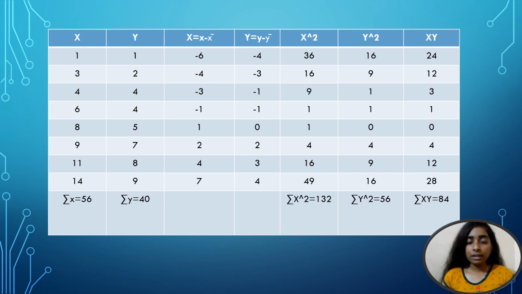And at last we need to find capital X into capital Y. Minus 6 into minus 4 is plus 24. Minus 3 into minus 3. Minus 4 into minus 3 is 12. Minus 3 into minus 1 is 3. Minus 1 into minus 1 is 1. 1 into 0 is 0. 2 into 2 is 4. 4 into 3 is 12 and 7 4s are 28. And by adding them we get summation of capital X into capital Y is equal to 80.